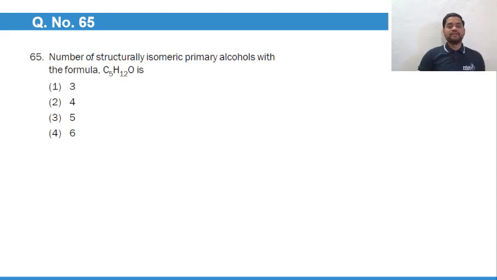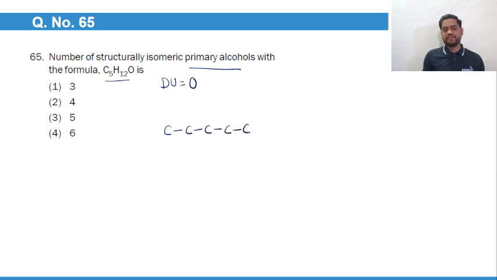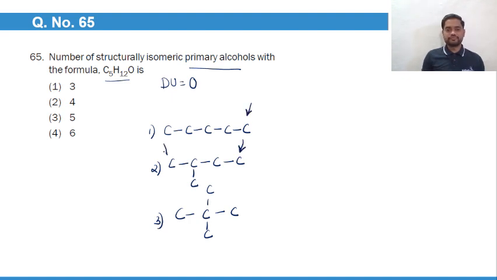Okay. 64. The number of structural isomeric primary alcohols of the given formula. We need to consider primary alcohols with this molecular formula. If we calculate its degree of unsaturation, it comes out to be 0. With 5 carbon atoms, the possible chain structures that you can draw are this: first, second, and third. These are the 3 possible structures. Now I can count primary alcohol positions: 1, 2, 3, and 4. So the total primary alcohols in this molecular formula is only 4. So option number 2 is the right answer, because a total of 4 can be drawn.